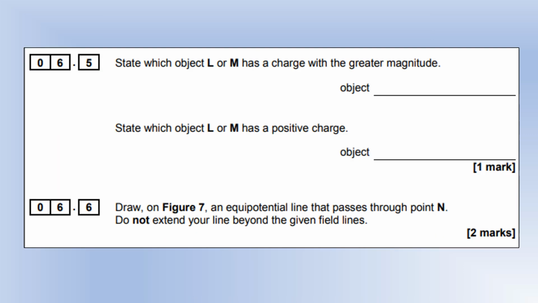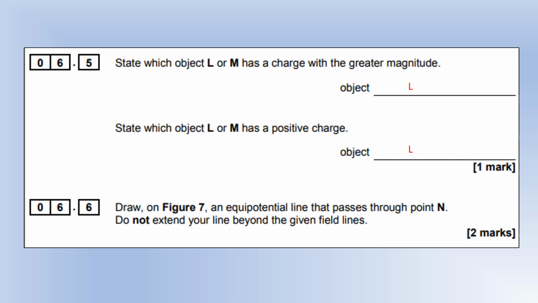Which object has a charge with the greatest magnitude? It's L, because you can see the field lines are much closer together. Which has a positive charge? Again, it's L, because the field lines are going away from L towards M, so they're going from positive to negative.